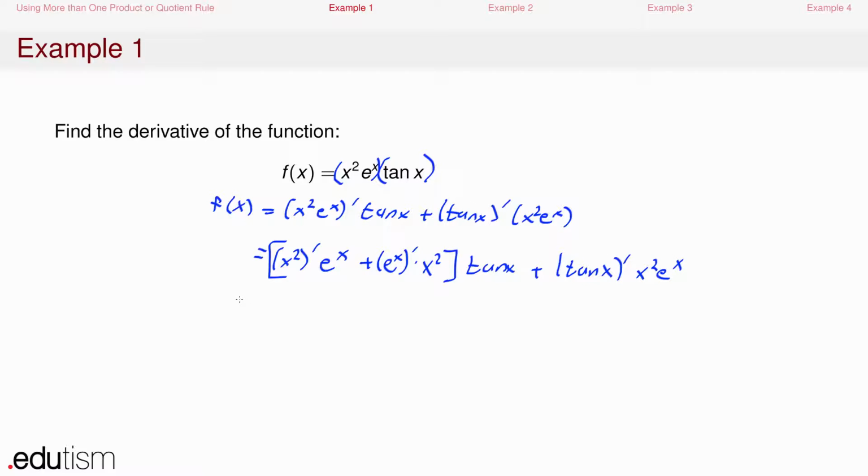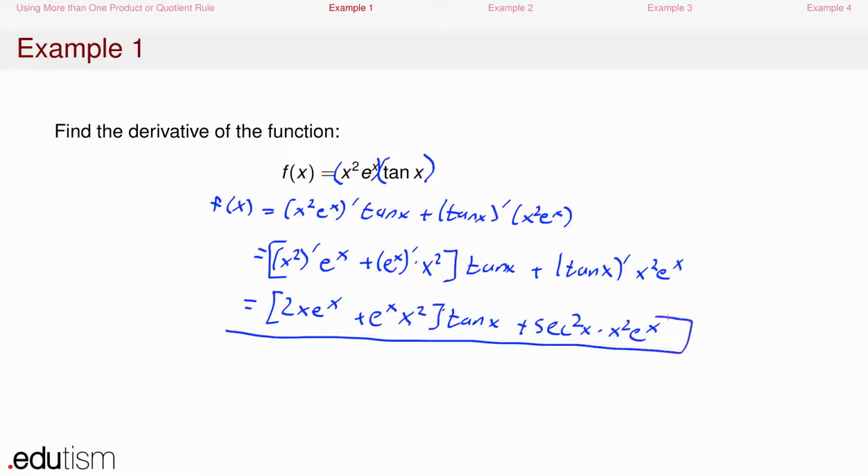Now all I have to do is do these individual derivatives. The derivative of x squared is 2x. The derivative of e to the x is just e to the x. This whole thing is multiplied by tan x still. The derivative of tan x is secant squared of x. And this whole thing is still multiplied by x squared e to the x. So here is the formula for the derivative.